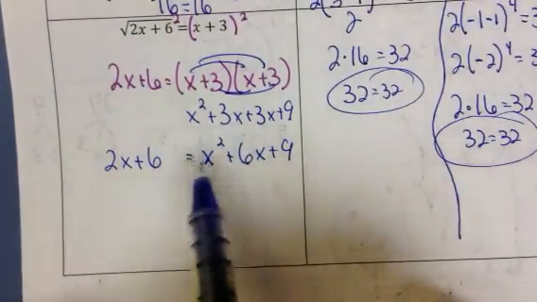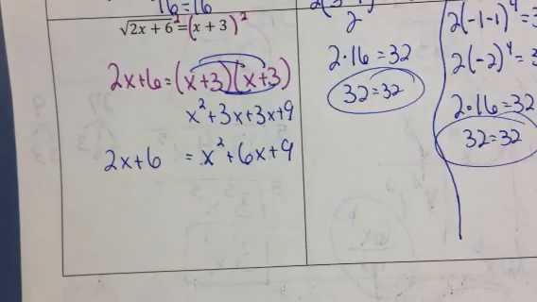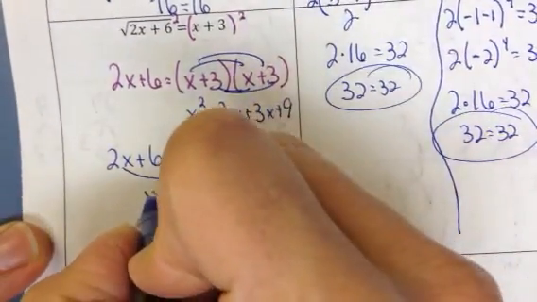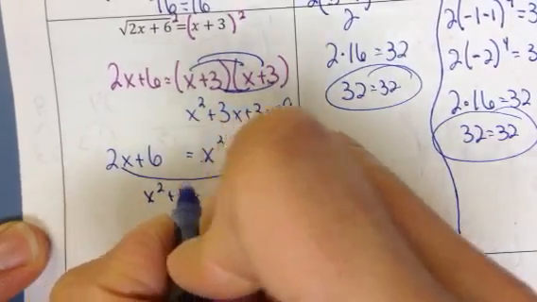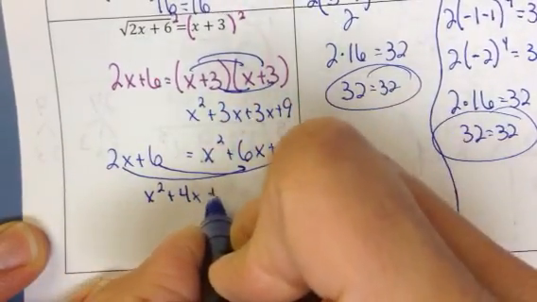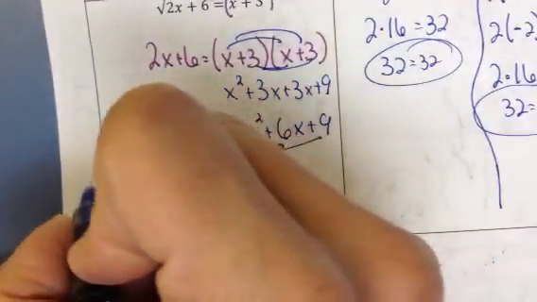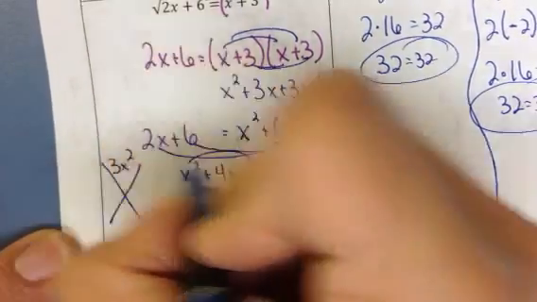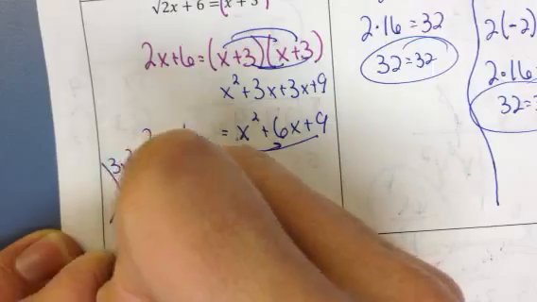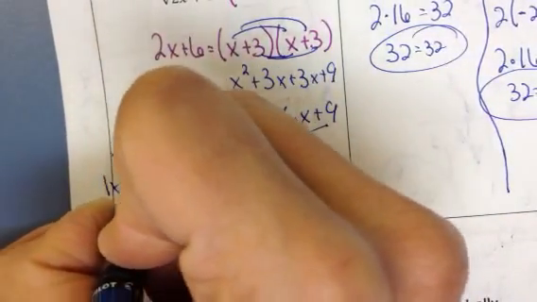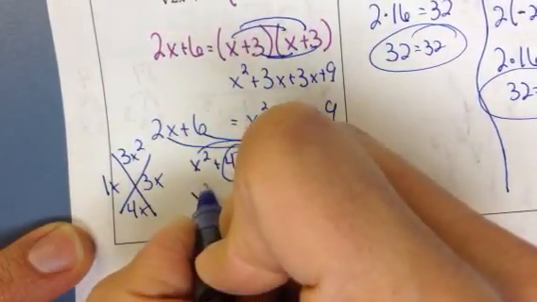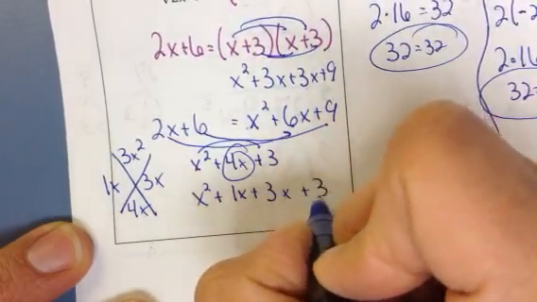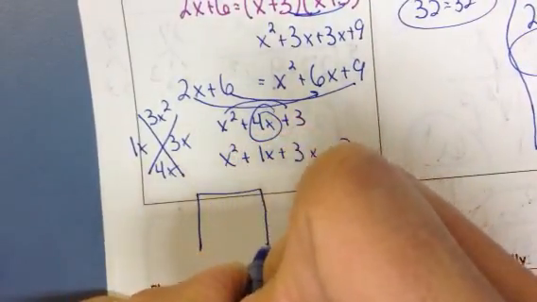Well, I have more than one type of x, so I'm going to get everything on one side, and I'm going to factor it. So I'm going to subtract the 2x over to the 6x, and that gives me 4x. And I'm going to subtract the 6 over to the 9, and that gives me 3. And then you can factor it. So factors of 3 that give you 4x, well, that's going to be 1x and 3x. And then you can rewrite it, or you can box it. If you box it, here's your box.